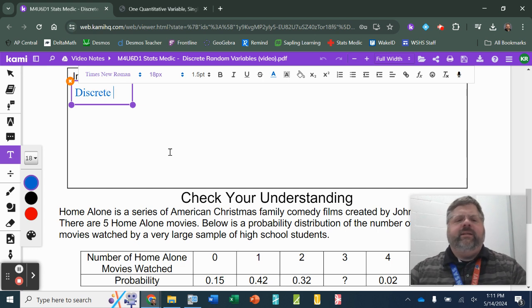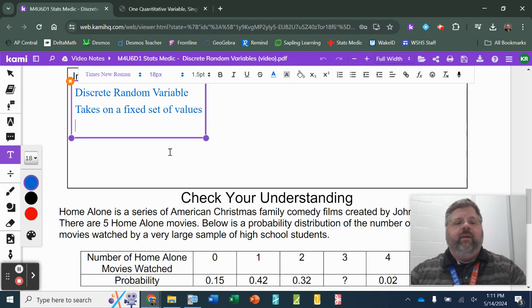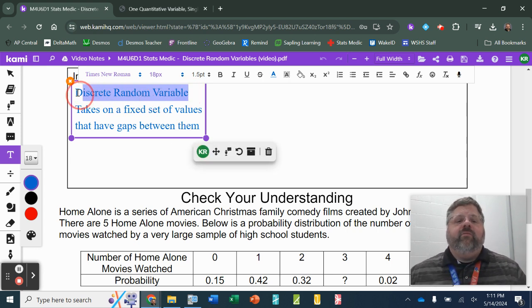Now, discrete is spelled differently than discreet in an English class. A discrete random variable is different from an algebra variable, because this is a variable that takes on a fixed set of values that have gaps between them. So it's going to take on one of a fixed number of values, and these values must have gaps in between them.